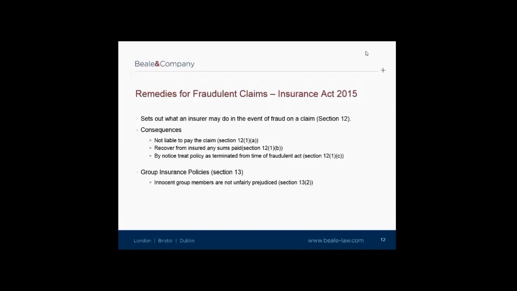Fraudulent claims has also had some changes made to it under the Insurance Act. The Act does not seek to define fraud, but instead sets out what an insurer may do in the event that an insured commits fraud with regard to a claim. The Act basically defines what has already been ongoing, but seeks to codify that.